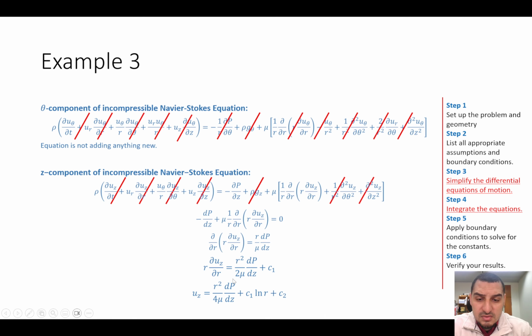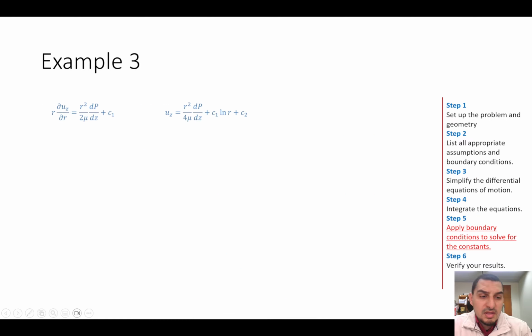So if you divide by r, it's r over 2 mu dp by dz plus c1 over r. If you integrate it again, it's going to be r squared over 4 mu, and this c1 over r will be c1 ln r, and then we'll have c2. So this is the profile that we have. Now we can apply the boundary conditions that we have to solve this equation. For the boundary conditions, we have two conditions. The first is when r equals 0, duz by dr is 0. So we can apply it here.